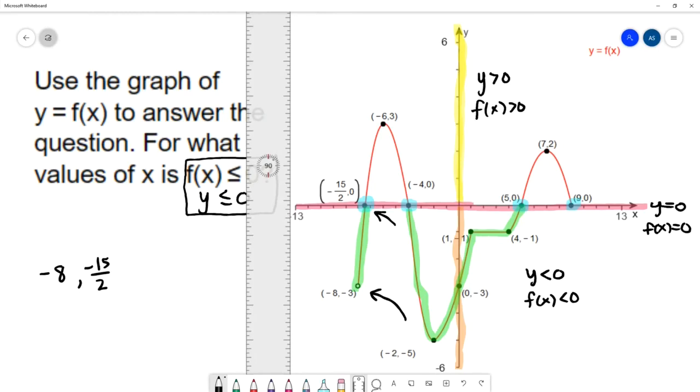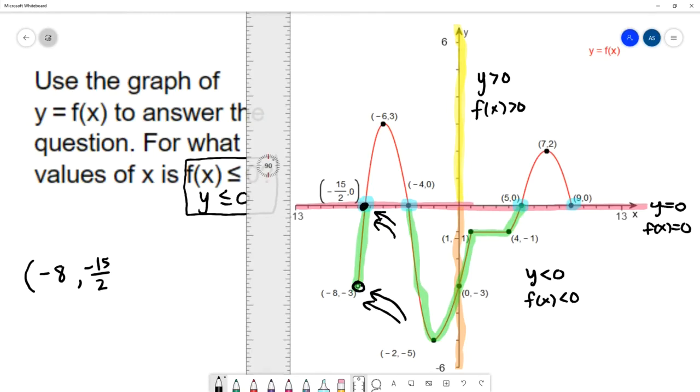I want to decide whether I'm going to use parentheses or brackets on these values. This low number has an open circle, which means it's not part of the graph. So I want to use parentheses and make it not a part of the set. And this one is my high number, and it's a filled in circle, so that should be included.